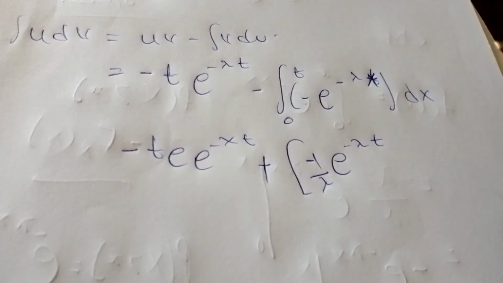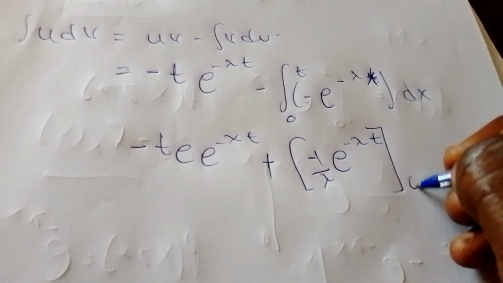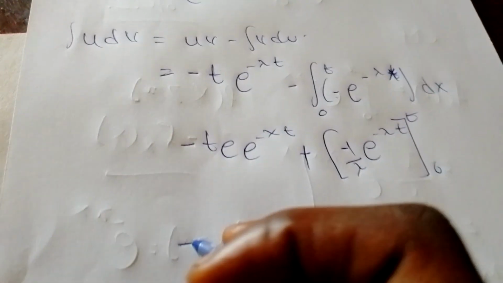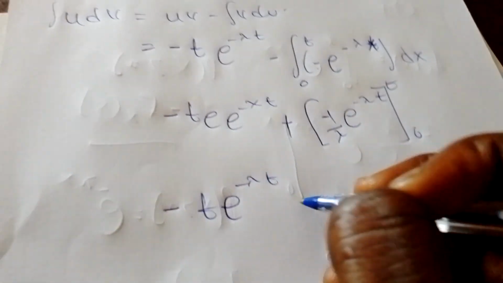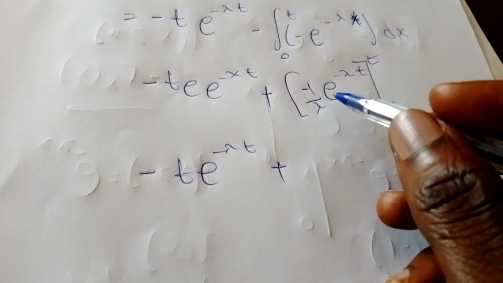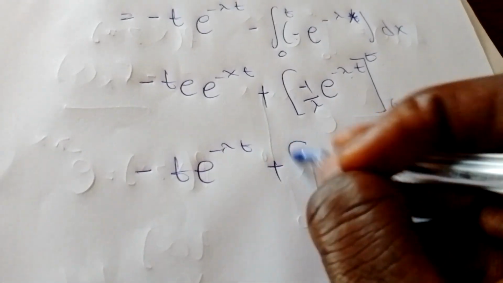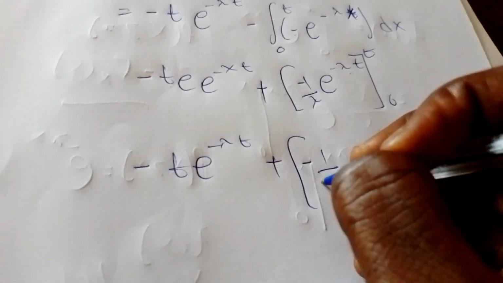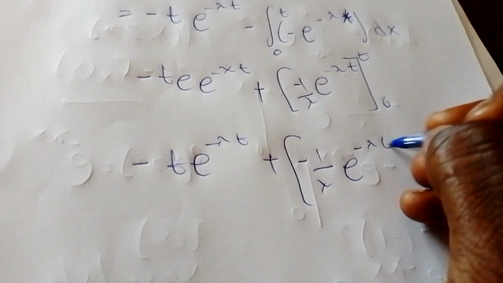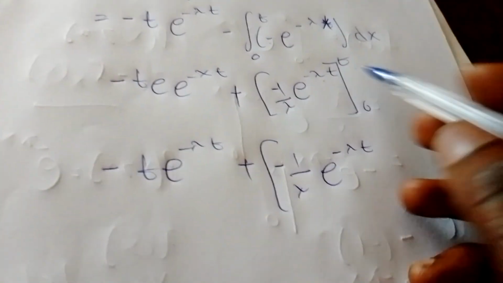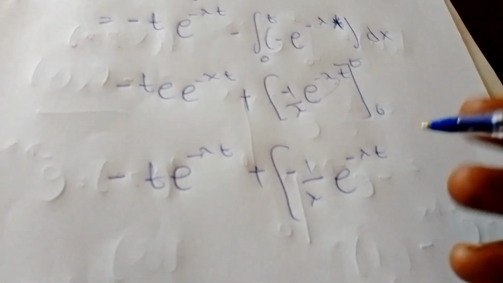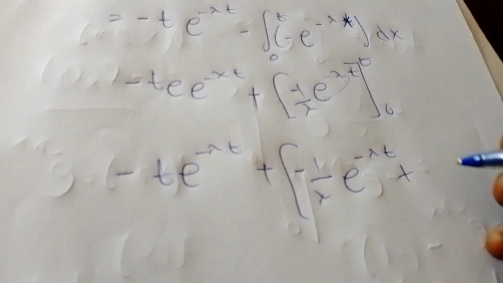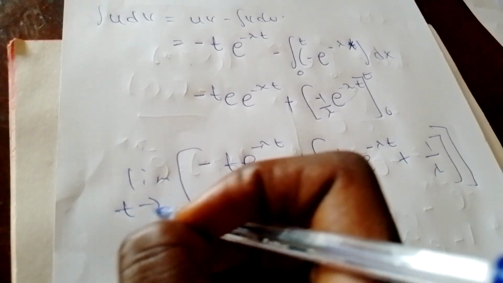Then when you put in the limits, I think I'm skipping steps. So from 0 to t, I'll just skip steps. So minus t e power negative lambda t. Then here when you put in t, it remains the same thing. Now when you put 0 inside, then all of this turns to 1. Then this one remains. So that'll be minus minus, so that'll be plus 1 on lambda. Now when you expand this bracket, you know that we are working with the limit as t approaches infinity.